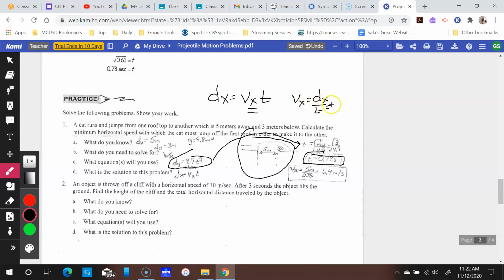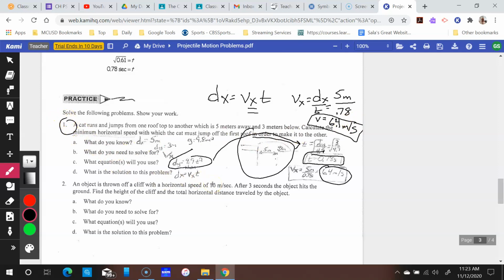Now, since you're solving for this, this would make this equation v of x equals d of x over time, and then you just plug in your value. So again, your distance in the x direction was 5 meters, and you calculated for time. So then your velocity winds up being, actually, I'm sorry, that's 6.4 meters per second. So that's what you can see here in this example.